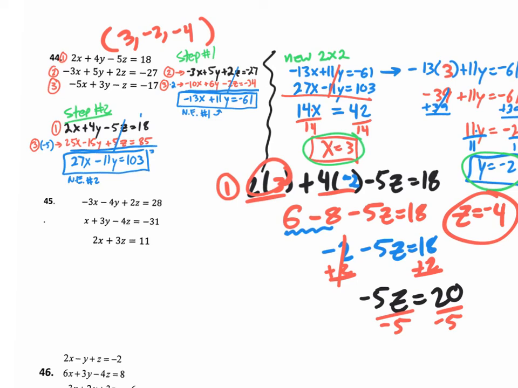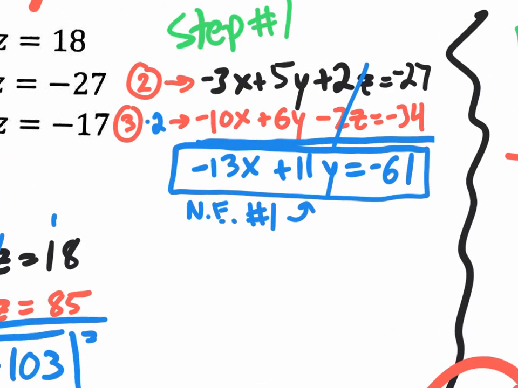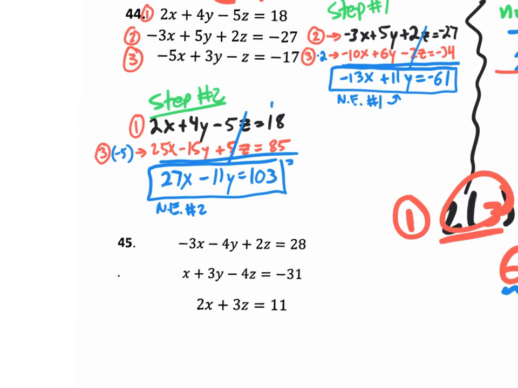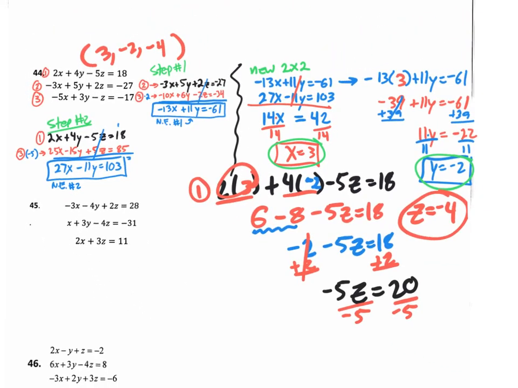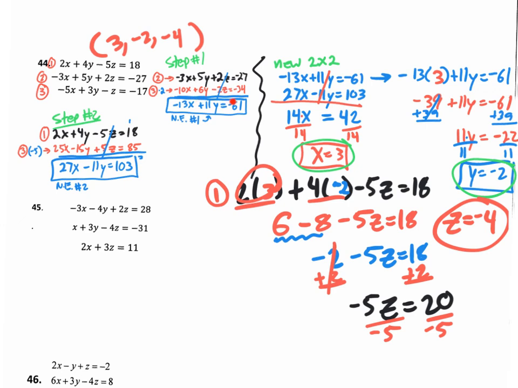All you have to do is be very careful and as neat as possible, and I would label my steps as well. Again, step 1 is to get a variable to cancel. Step 2, use the equation you have not used and get the same variable to cancel. Step 3, get both of those equations, this one, and create a new 2x2 system right here. And then you solve it. So you get 2 answers for this 2x2 system, and then you take your 2 answers and plug them into the original, which is right here, to get your 3rd answer.